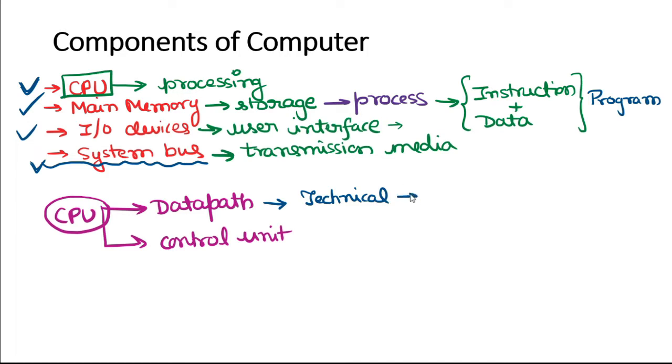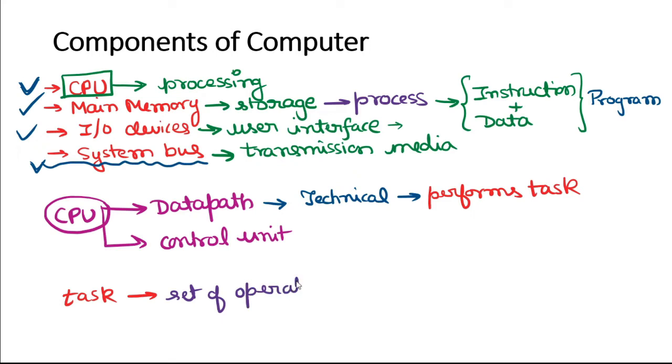Why technical team? It is considered as technical team because it is the one that actually does the operations, it actually does the task. So it performs task, and task is actually nothing but a set of operations. Okay, task is nothing but a set of operations. What exactly is an operation we will be discussing. Okay, but for now you can just consider that data path performs certain tasks which are sets of operations.